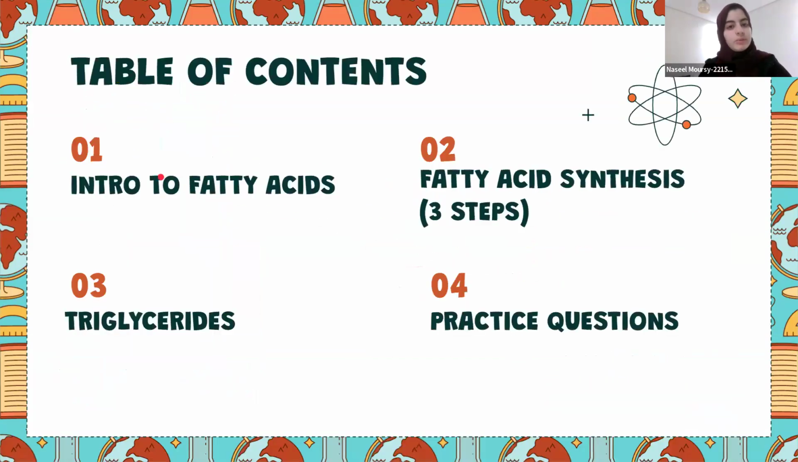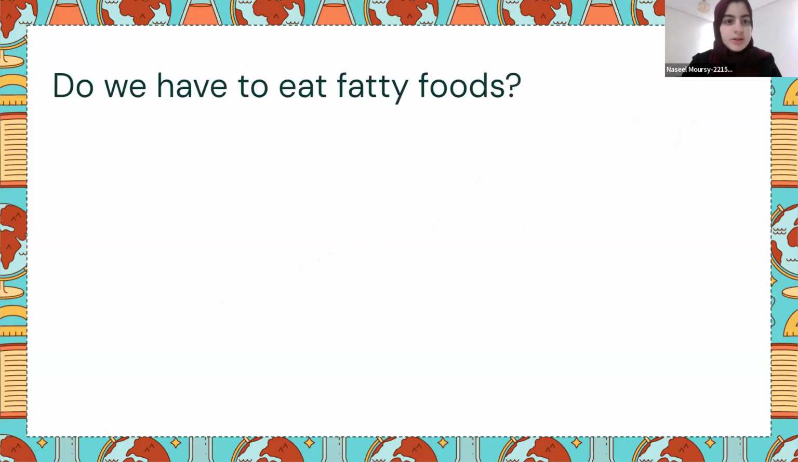First of all, we'll be talking about fatty acids in general, giving you an introduction to fatty acids. And then second, we'll be talking about the fatty acid synthesis itself, which occurs in 3 steps. This will be the main bulk of the lecture. Third, we'll be talking about triglycerides very briefly. And fourth, we'll do some practice questions together. So let's start.